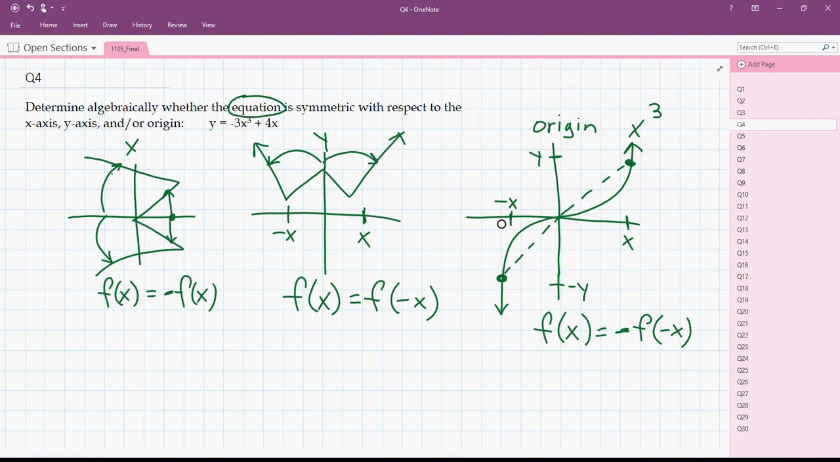So then it's just a matter of plugging in and seeing what happens. You could graph it. If you graph this, you kind of know immediately whether it flips over x, whether it flips over y, or whether it does this kind of weird origin symmetry. But it says to determine it algebraically, so that is what we're going to do.